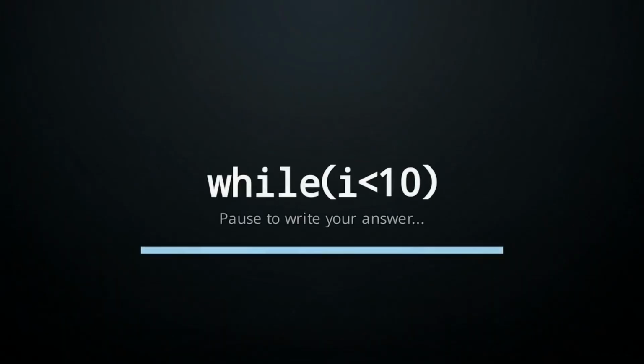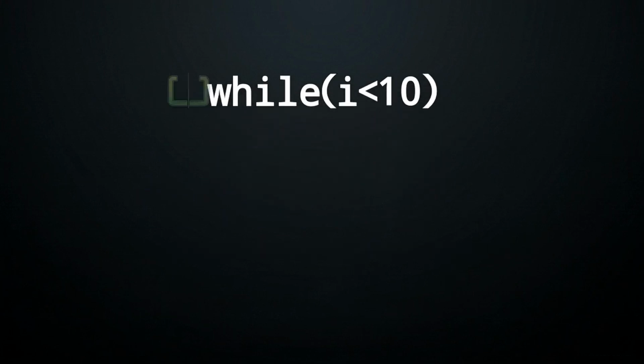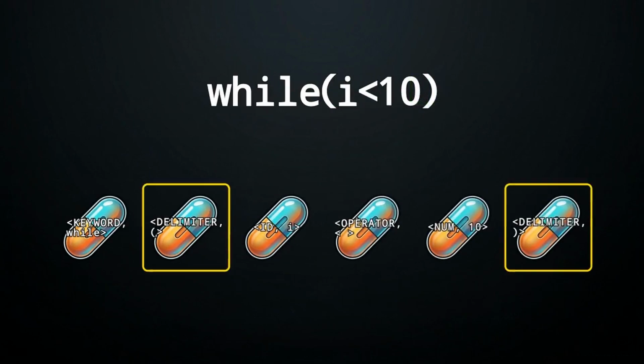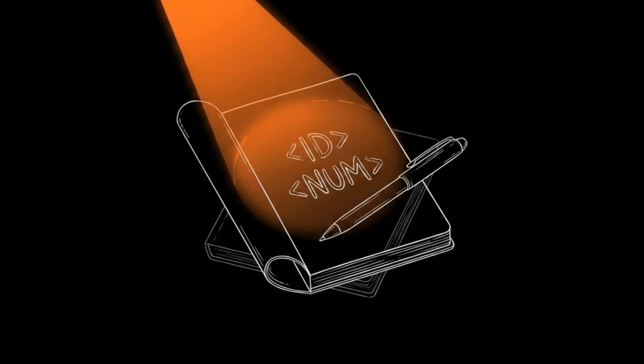Let's put this to the test. Pause the video and write down the exact token stream output for this while loop condition. Here is the correct translation. Notice how the lexer isolates while as a keyword and clearly separates the parentheses as independent delimiter tokens. If you can manually predict this sequence, you understand how phase 1 of a compiler processes code.